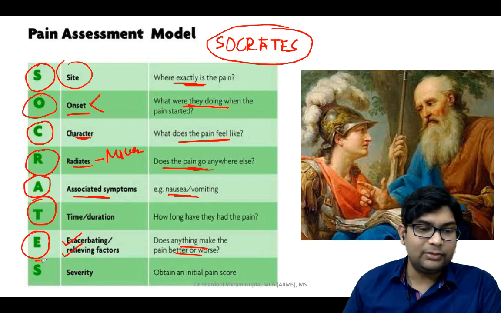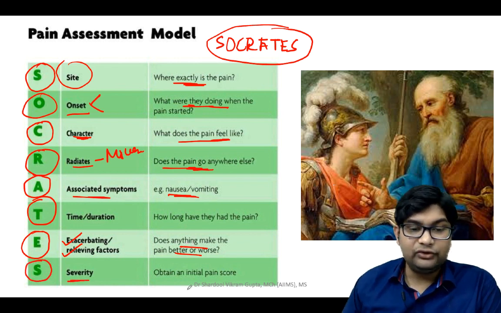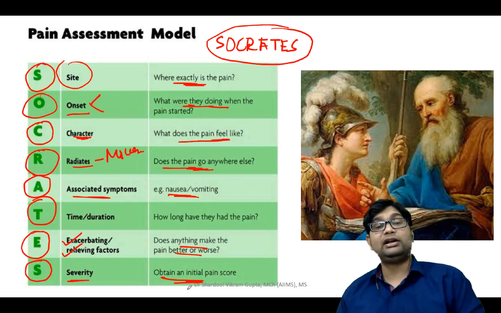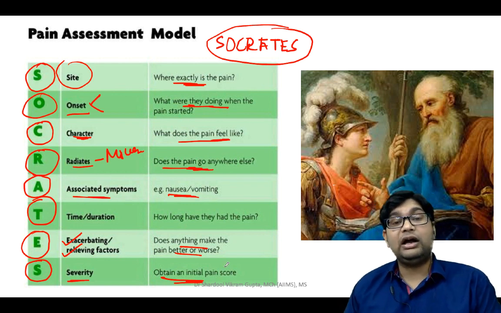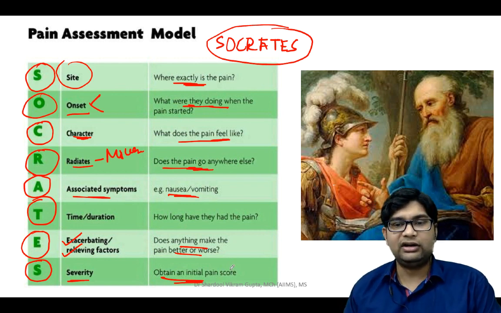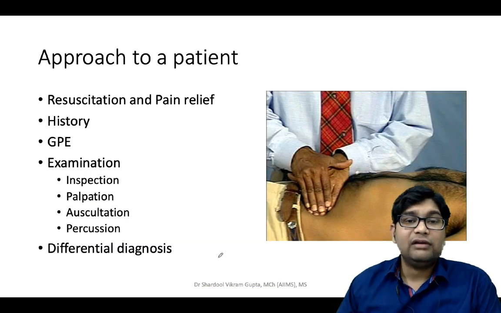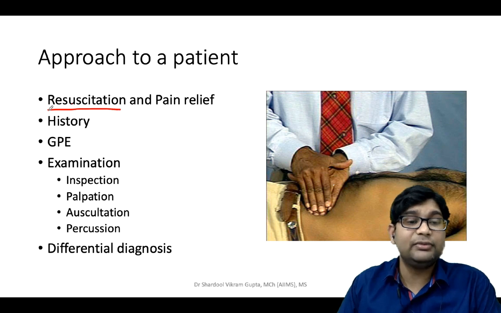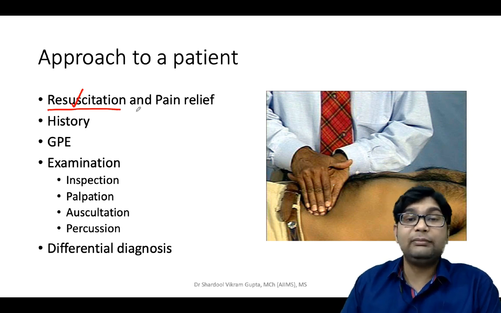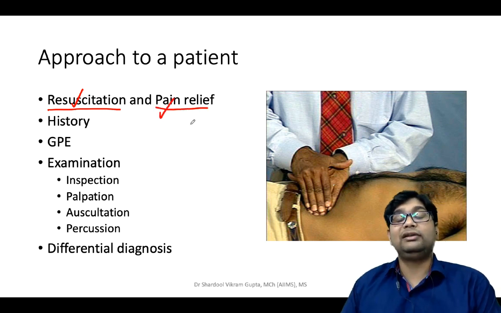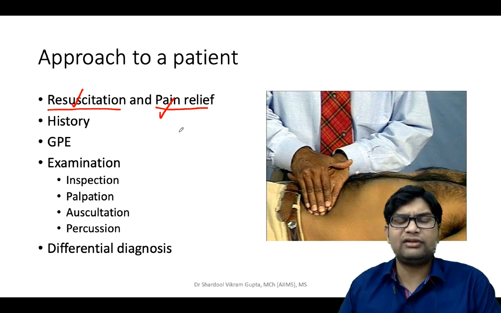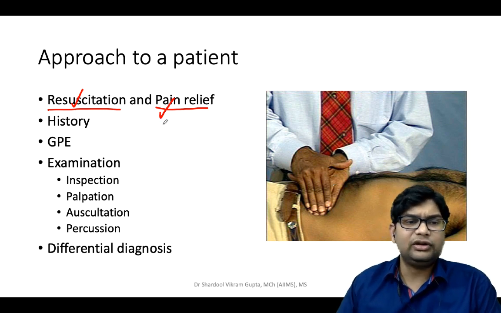And you must inquire about the severity of the pain, and you must objectify it rather than relying on an individual's sensitivity towards the pain. So now coming to the actual approach to the patient. Firstly, you must resuscitate a patient who is coming to the emergency with pain. The patient may be hemodynamically unstable and toxic. Then your second aim is pain relief, analgesia. Only once the patient is comfortable enough should you inquire about the history of the pain.